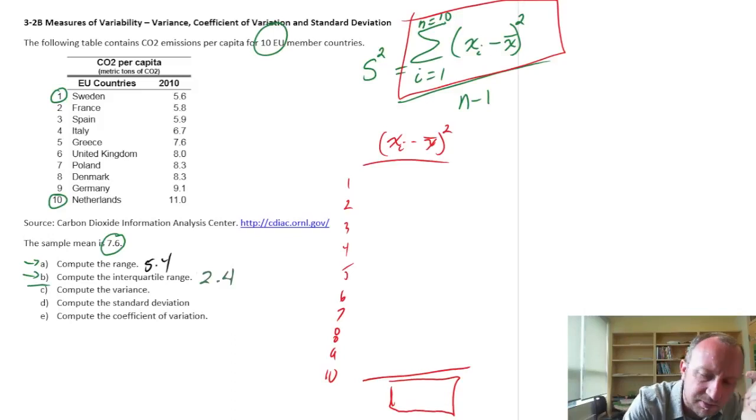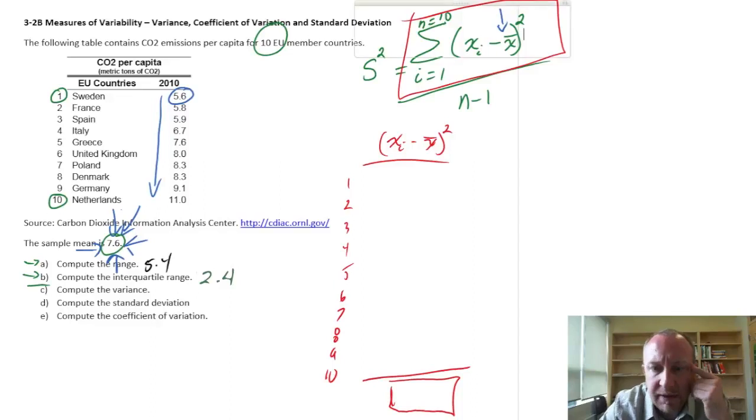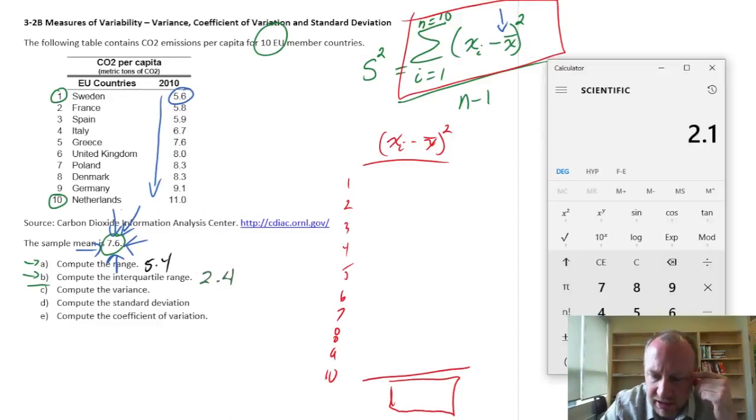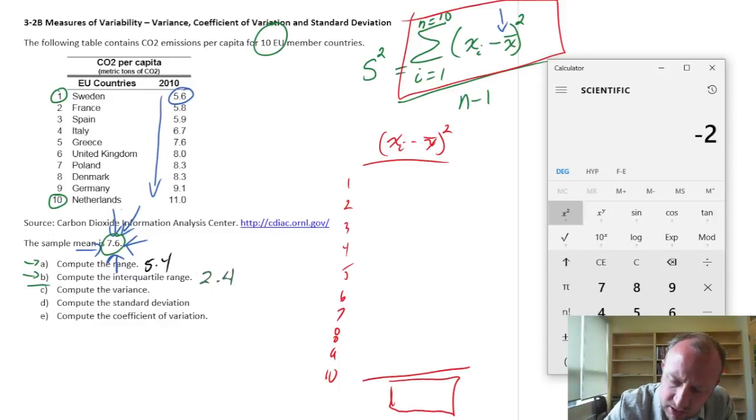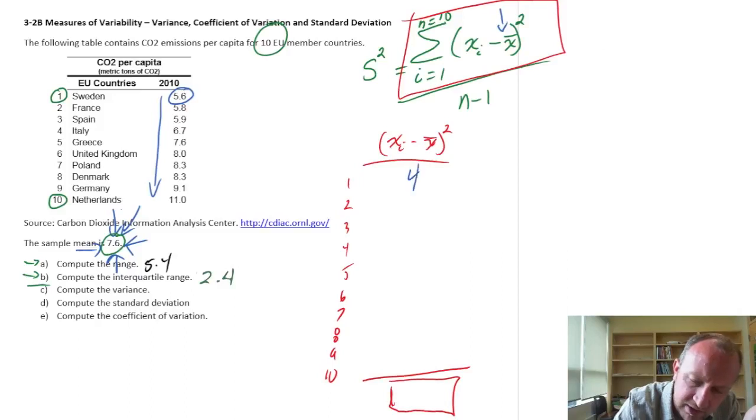So the first one that I'm going to work with, I'm going to start at the 5.6, and I'm going to work down the data set here, always using this mean. Okay, that value doesn't change. That's what we're going to be putting in here. Okay, so let's begin. I'll get my calculator. So the first observation is 5.6 minus that mean, 7.6 equals, so -2, and then I'm going to square that, and I have a value 4. So the first value here is 4.